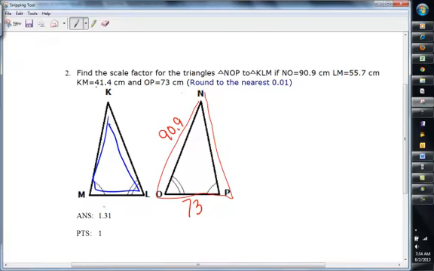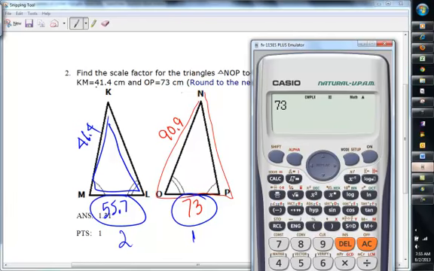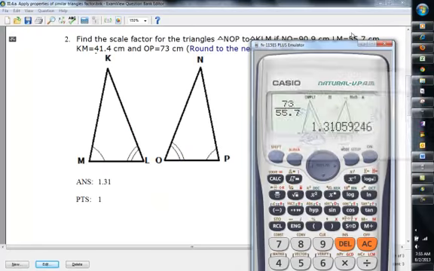L to M is 55.7, and K to M is 41.4. So the two sides we know are this one, and we want to do this triangle to this triangle, so it'll be 73 over 55.7. And we get 1.31.